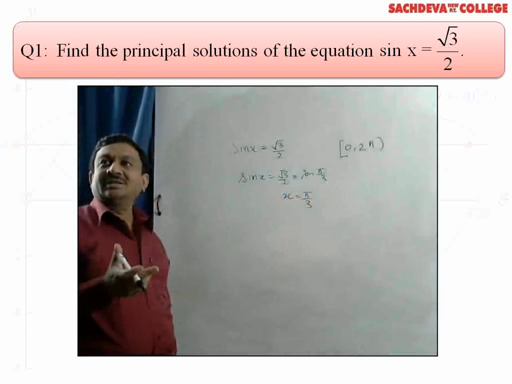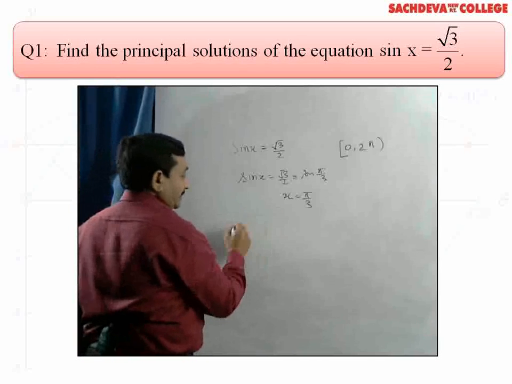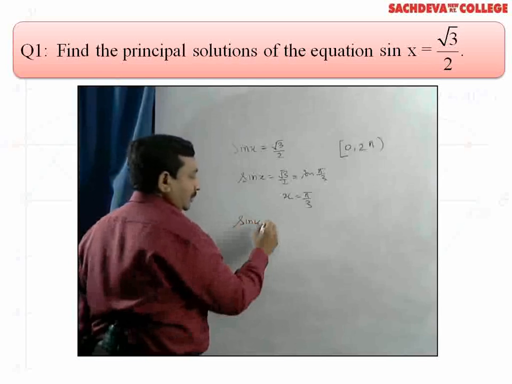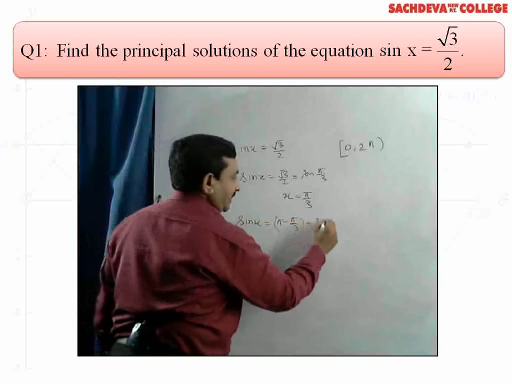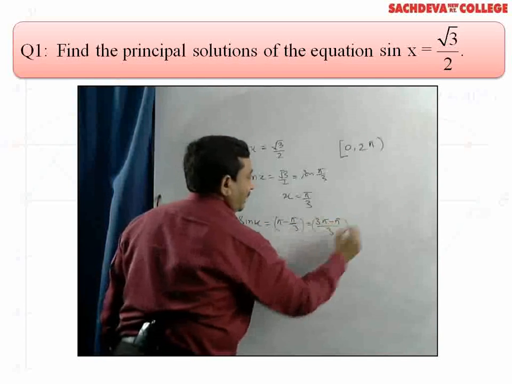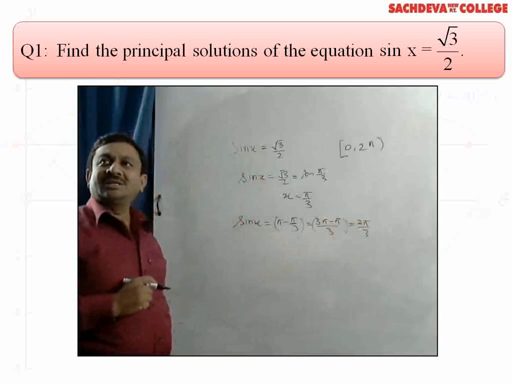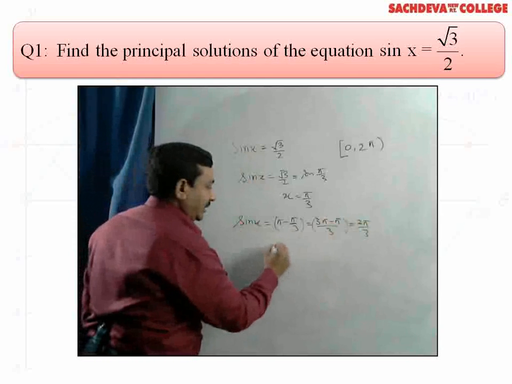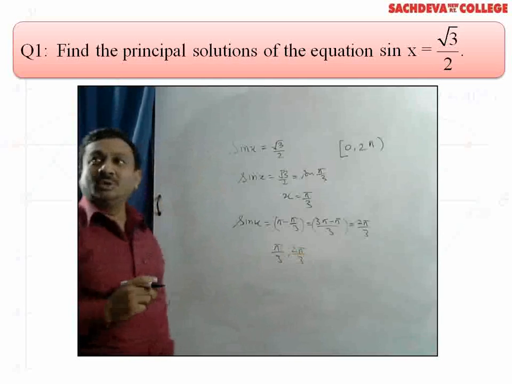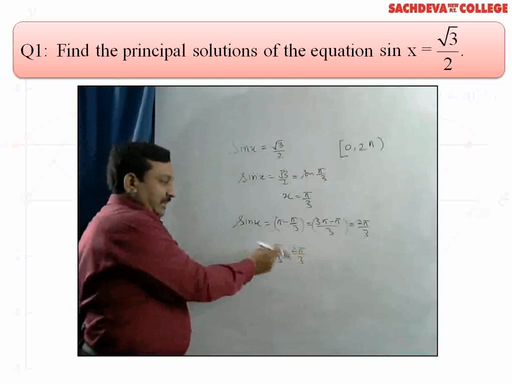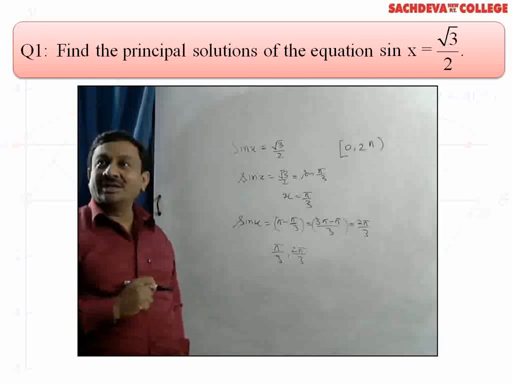But sin x is positive in the second quadrant also. So in the second quadrant, x is equal to pi minus pi by 3, which is 2 pi by 3. It means the principal solution of this equation sin x is equal to root 3 by 2 is pi by 3 and 2 pi by 3, because principal solutions lie between 0 to 2 pi. So sin x is equal to root 3 by 2 has pi by 3 and 2 pi by 3 as its principal solutions.